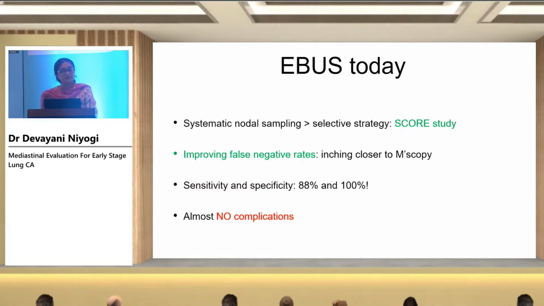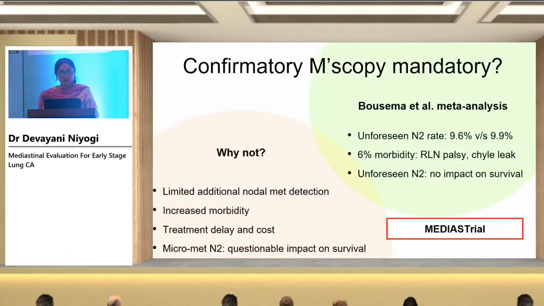The sensitivity and specificity, especially from some of the series that are reported from South Korea, are 88% and 100%, which are actually better than mediastinoscopy. And they're associated with almost no complications. So it's becoming more and more attractive. One paper that came out recently that we should know about is the SCORE study, which said that a systematic nodal sampling, where you diligently go into each station, check the nodes, and any node more than 5 mm gets sampled, actually gives better results than a selective strategy where you only target the PET positive nodes.